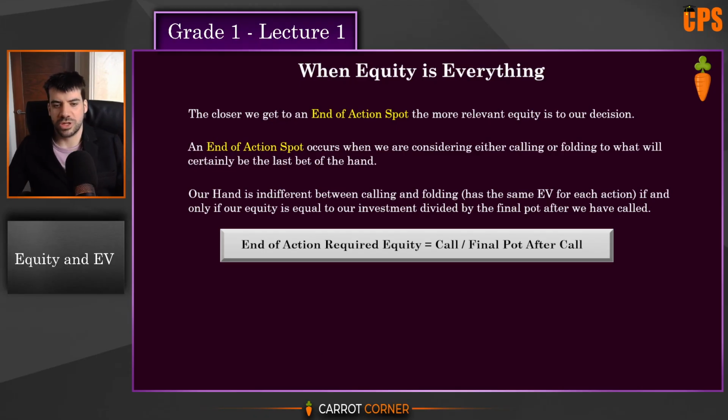People get confused here and often end up forgetting that the call becomes part of the pot at the point where it goes in, and so to get the call back, it needs to be seen as a percentage of the new pot or final pot that we're trying to recoup.